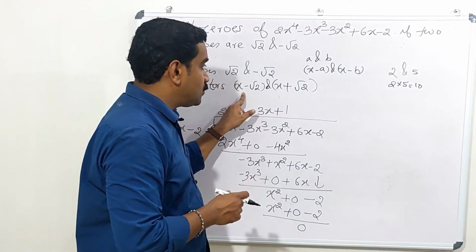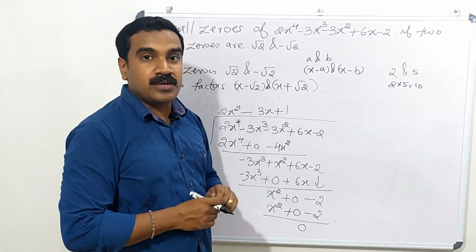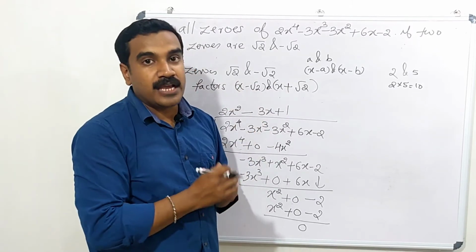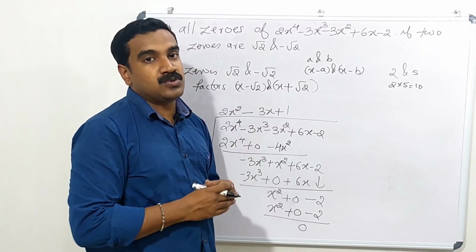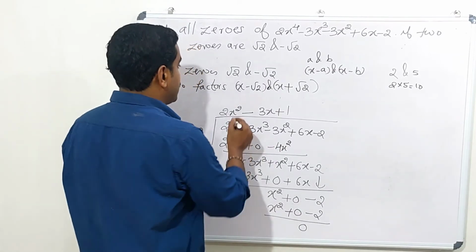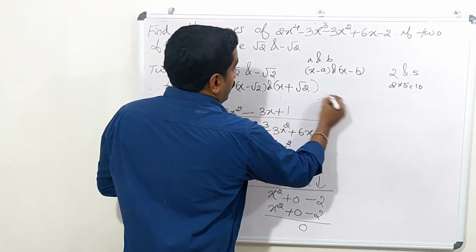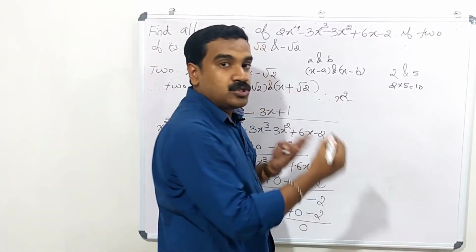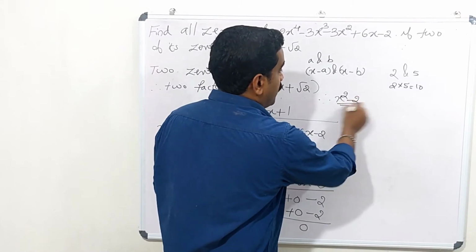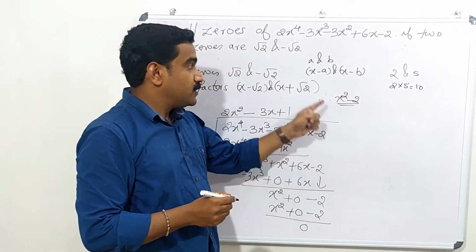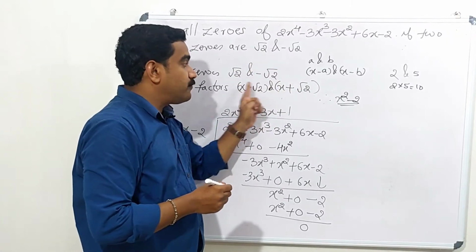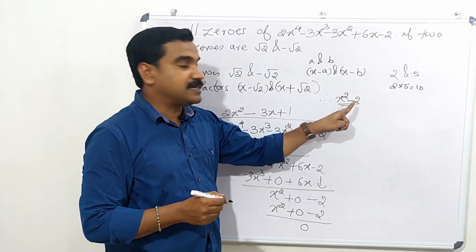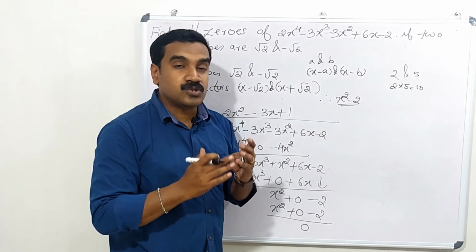So here x minus root 2 is a factor, x plus root 2 is a factor. So the product of these two polynomials, x minus root 2 into x plus root 2: what is this? a minus b into a plus b is a square minus b square. Same way, the product is x square minus root 2 square. What is root 2 square? 2. So x square minus 2 is also a factor. From the 2 zeros, make 2 factors and multiply to make another polynomial, that's x square minus 2. We can say that this x square minus 2 is also a factor.